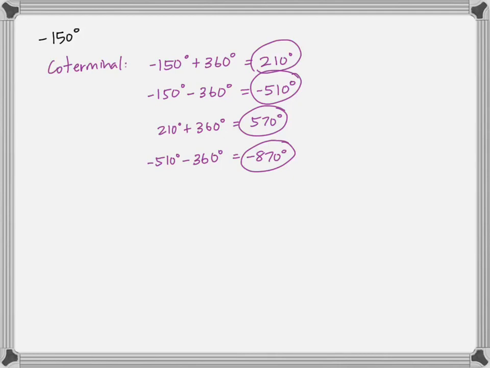All right, so we're going to do the same thing for some angles measured in radians. If I start off with the angle 7 pi over 4, again without drawing, we are going to add or subtract a full revolution.